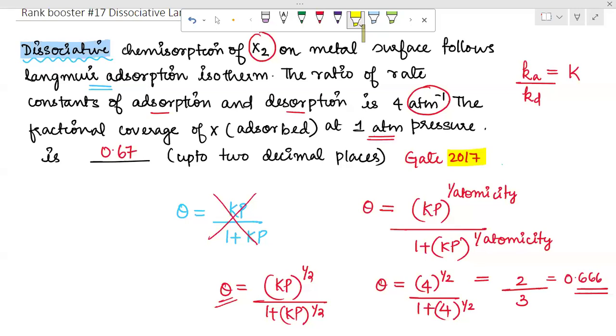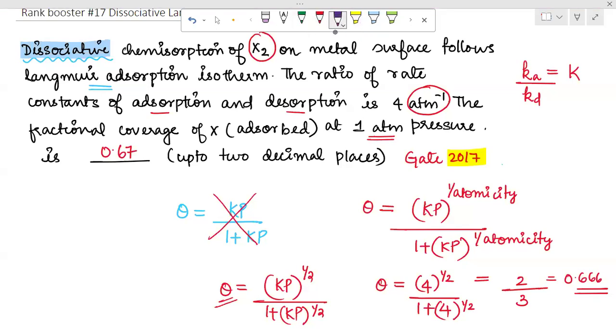So the thing that you have to be careful of is this: dissociative. Now, just to explain what dissociative is, it is already explained in detail during our lectures, which are also available. I'll attach the link of that particular video in the description.